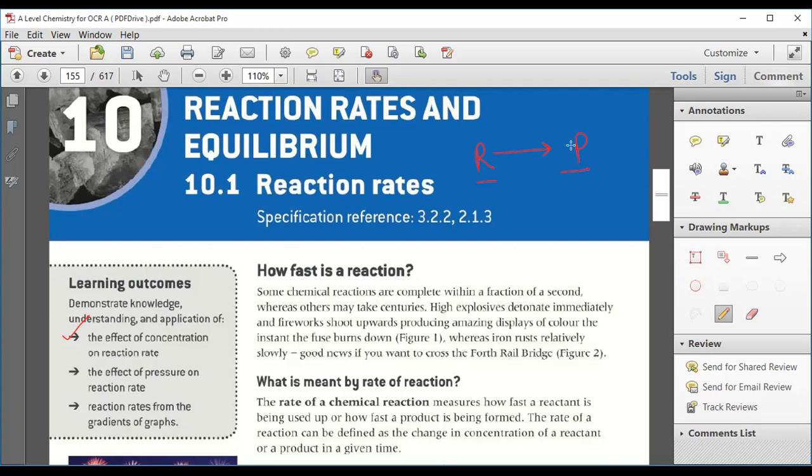So in this chapter, we will study the rate of reaction and how this rate of reaction changes with respect to concentration, with respect to pressure, and with respect to other different factors.